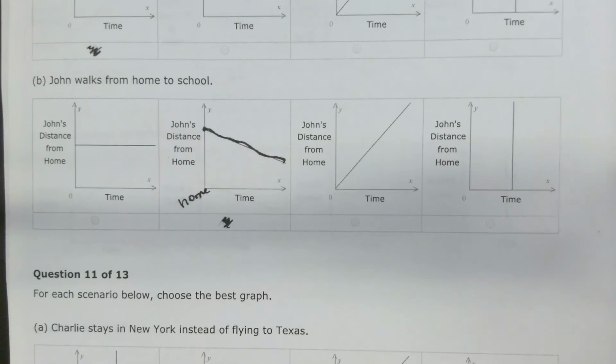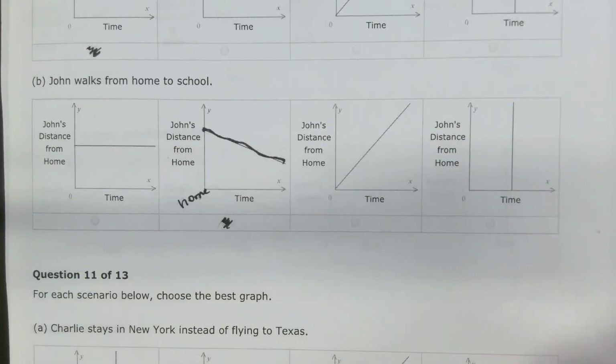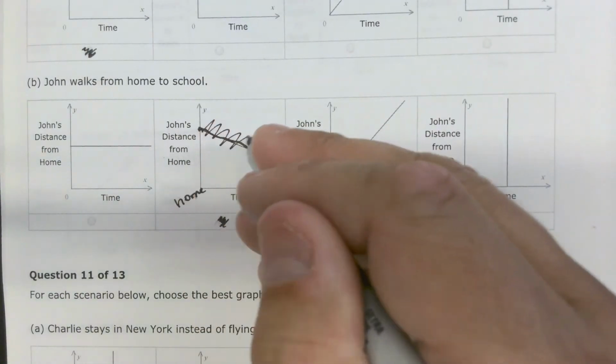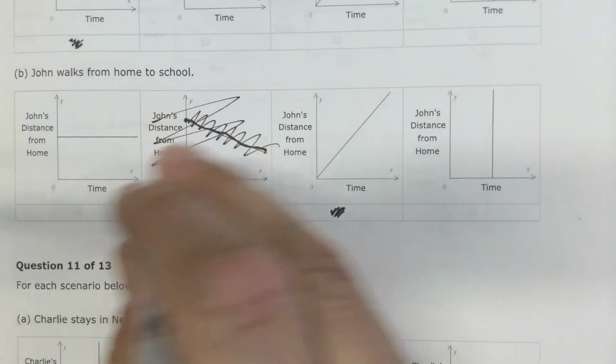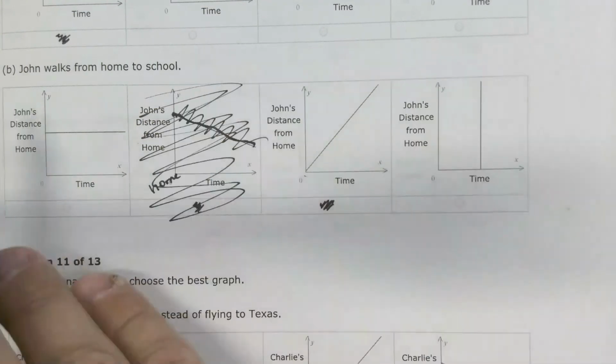What do you think? Walks from home to school. Yeah, it'd be this one. I didn't read it. Good, thank you, Maddox. So it'd be this one. It's not this one. So he's walking from home to school, so he's going away from his home. I seriously stopped reading.